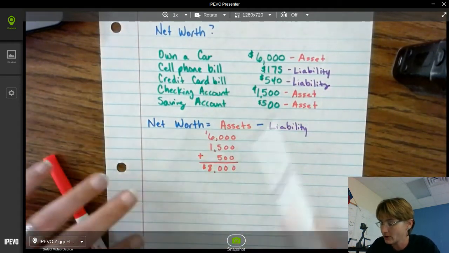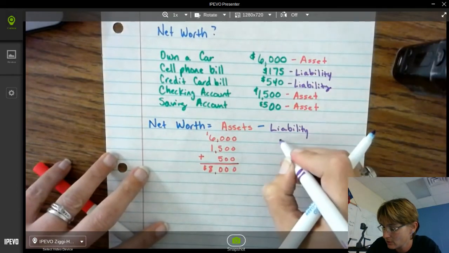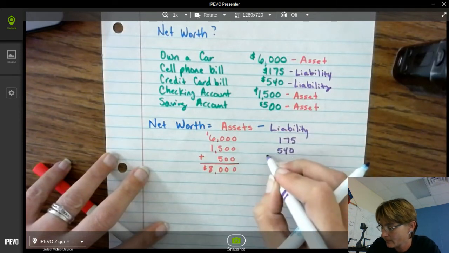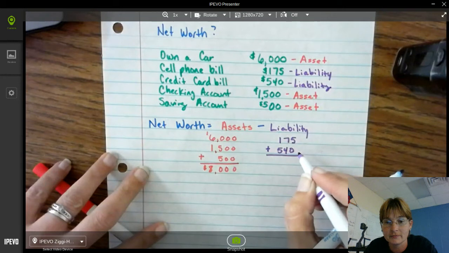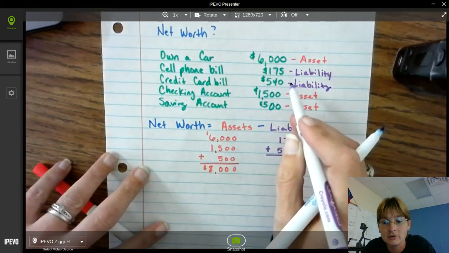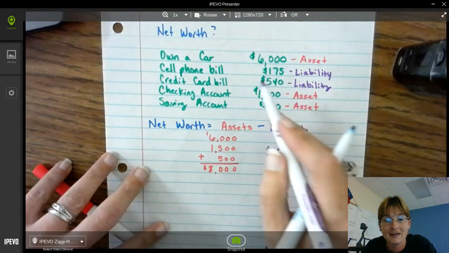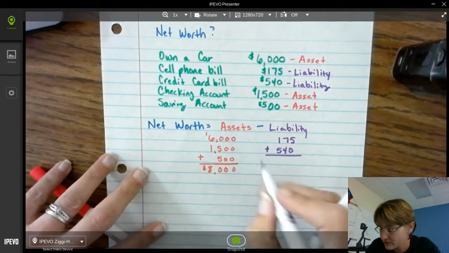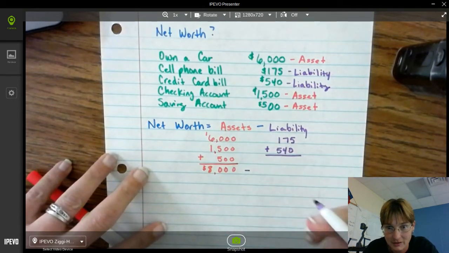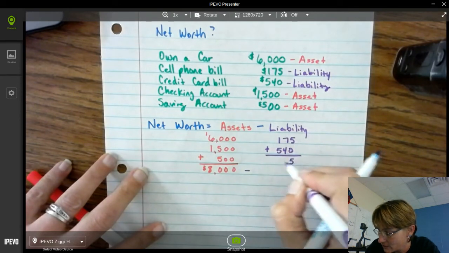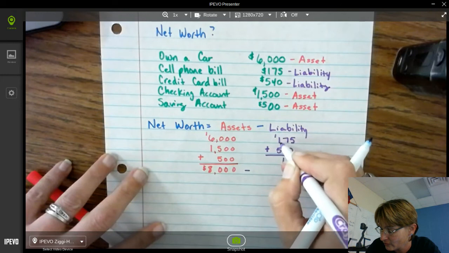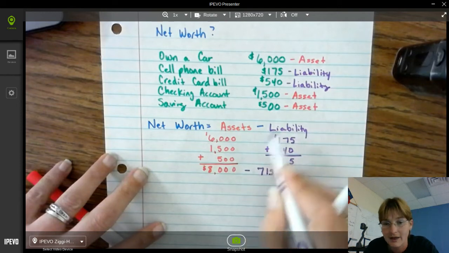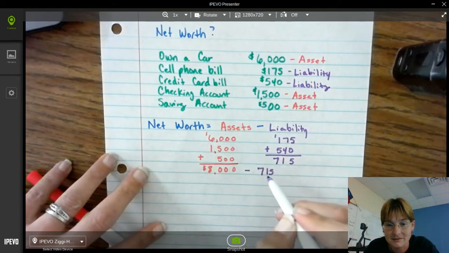Now we have to take all of our liabilities, which are these two. So we have 175 and then the 540, and you add those two together. These are negative in value. Remember with integers, negative plus a negative, we have the same sign, add and keep. This is where we get our subtraction from, to tell you the truth. So we're adding these two together. 7 plus 4 is 11. 4 and 5, 6 with a 7. So we have a 715 liability.